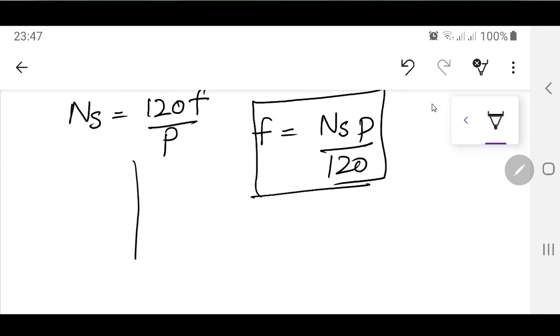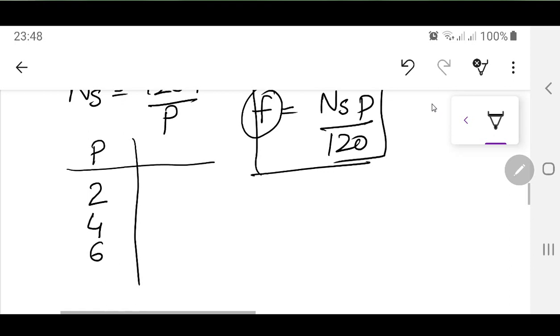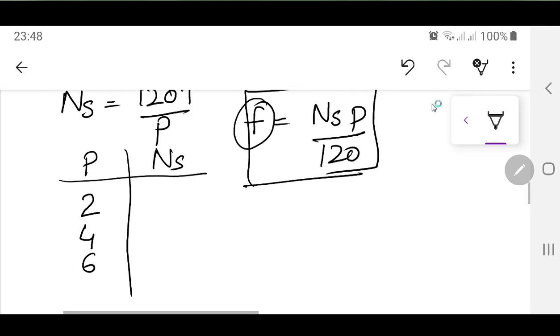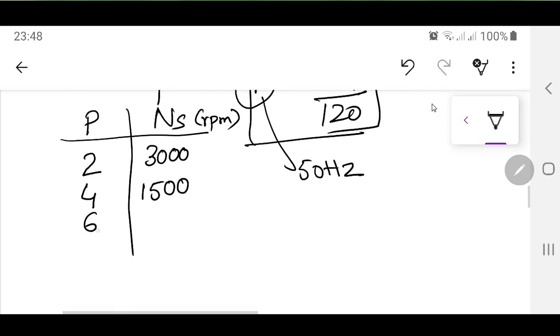So if I want to have a chart in which I want to maintain this frequency as 50 Hertz, what is the minimum number of poles? I will have 2, then 4, then 6, and so on. Certainly for number of poles P equal to 2, the synchronous speed has to be approximately 3000 RPM. If you have a 4-pole machine, then you require 1500 RPM. So this is the condition for the frequency to be 50 Hertz. If you have 6 poles, then you require approximately 1000 RPM.